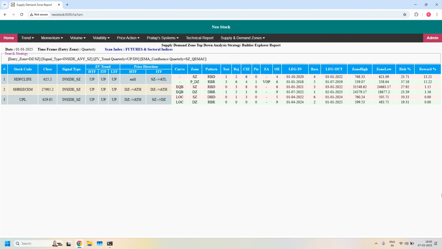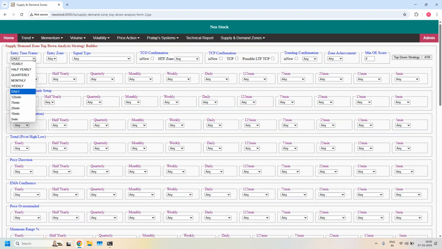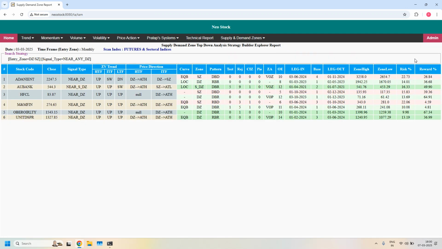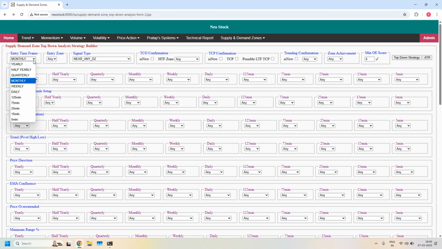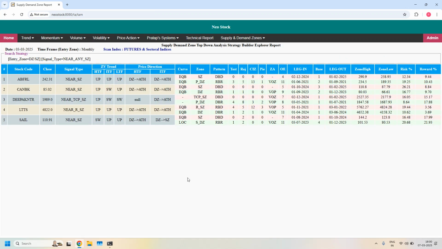Okay, this is about quarterly time frame. Next time frame is monthly. Stocks near monthly demand zone. We got 6 stocks. Next, monthly time frame. Stocks near monthly supply zone. We got 5 stocks.